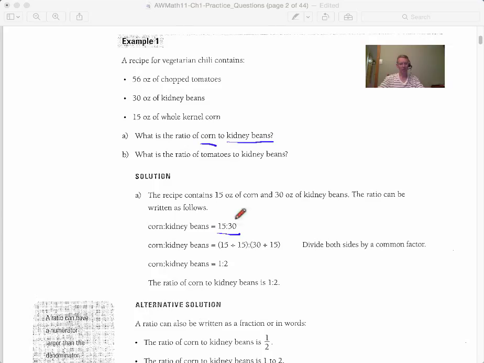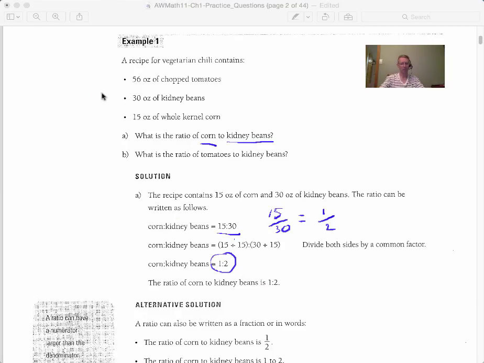Now, you can simplify this ratio. Obviously 15 to 30 can be reduced. If you wrote it as a fraction, 15 divided by 30, you can see they're both divisible by 15. So you can reduce it to 1 over 2, and that's what they've done. They've divided both the 15 and the 30 by 15 till it becomes 1 to 2. That's the smallest whole number ratio that is equivalent to 15 to 30. It gives you an alternate solution below, so I'll let you look at that.